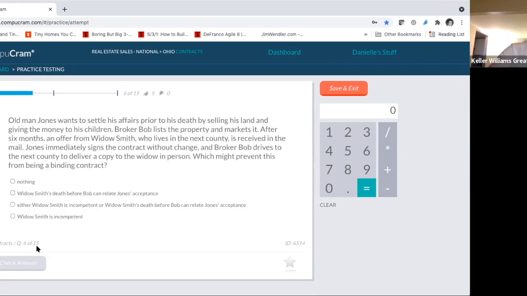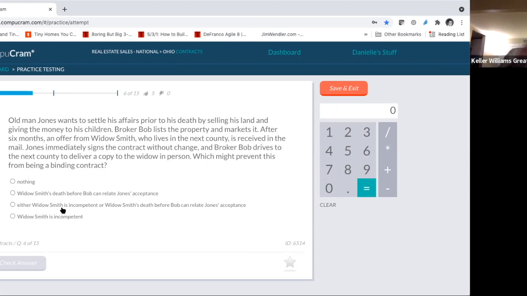Old man Jones wants to settle his affairs prior to his death by selling his land and giving the money to his children. Broker Bob lists the property and markets it. After 6 months, an offer from Widow Smith, who lives in the next county, is received in the mail. Jones immediately signs a contract without change, and Broker Bob drives it to the next county to deliver a copy to her in person. Which might prevent this from being a binding contract?